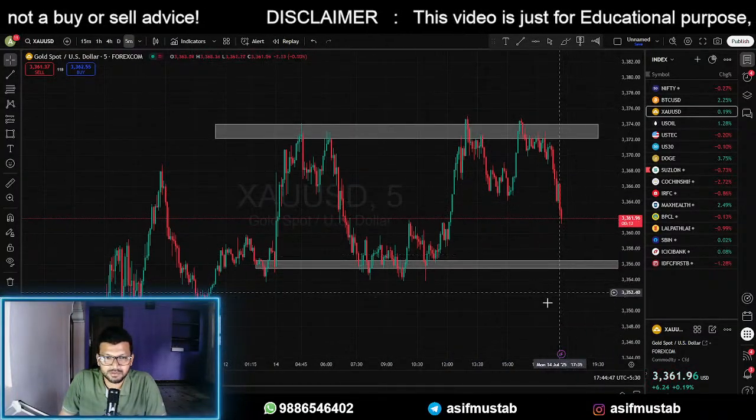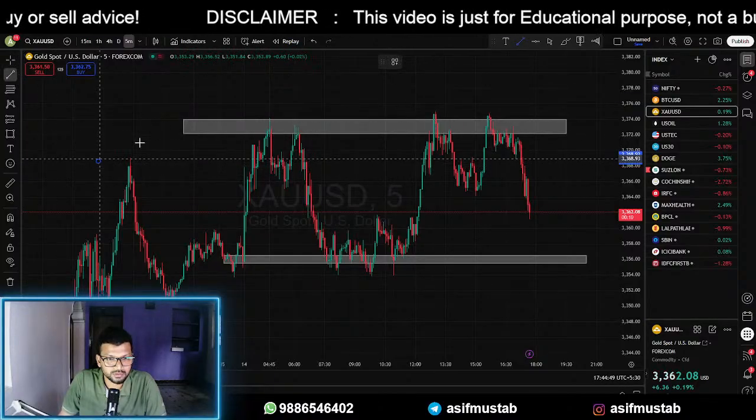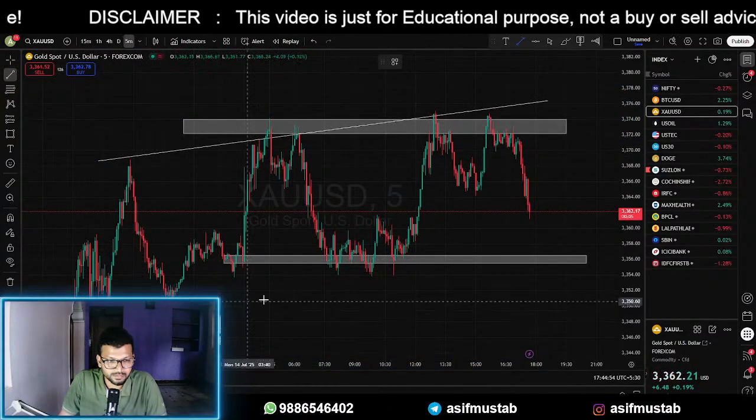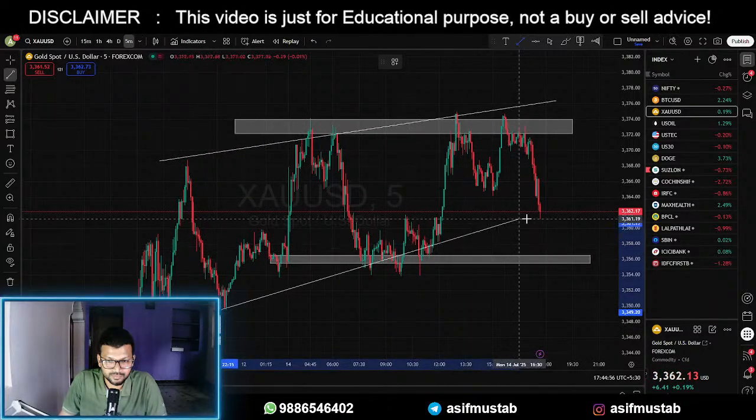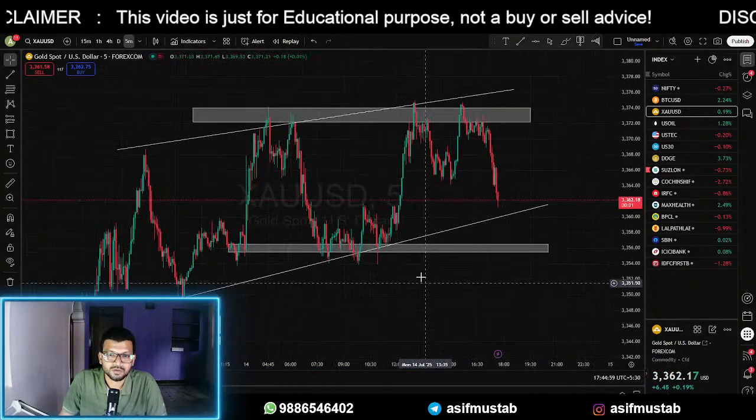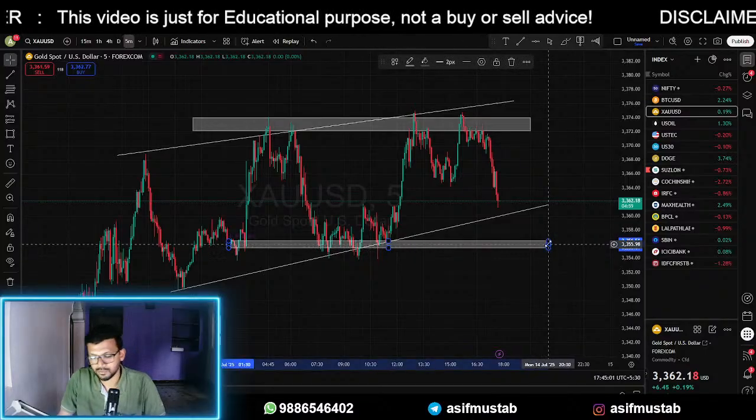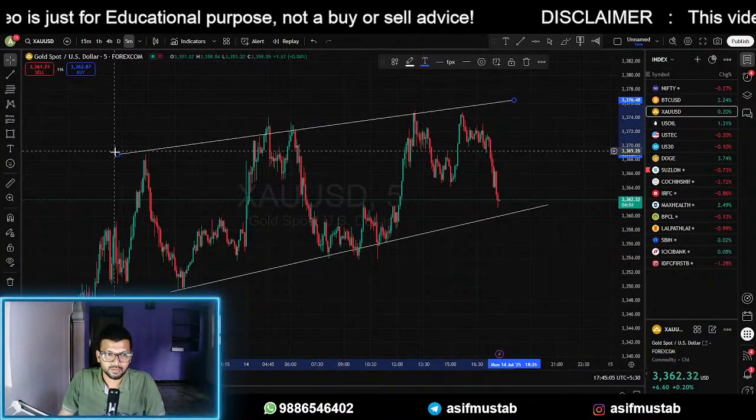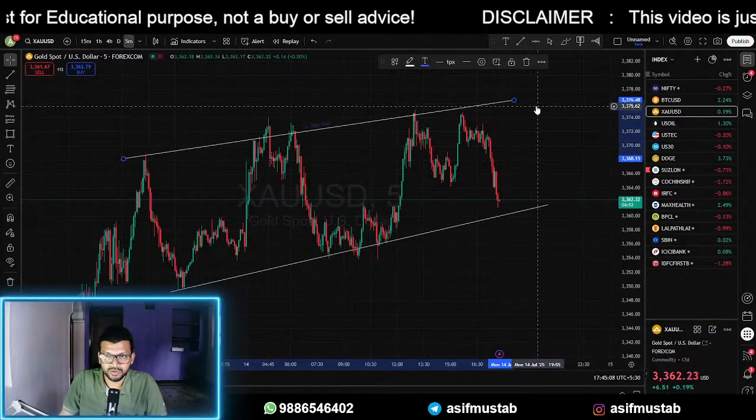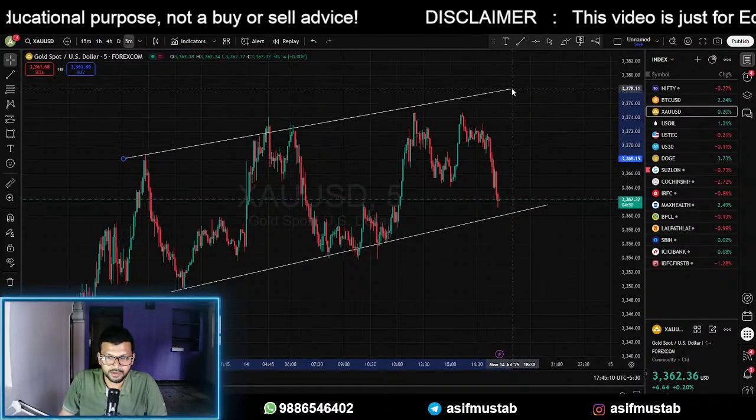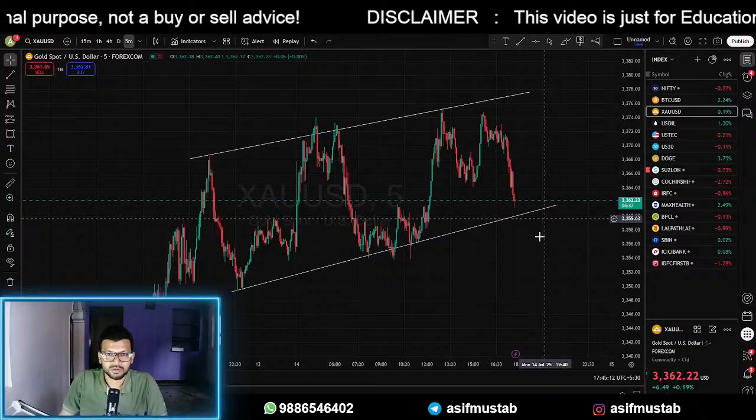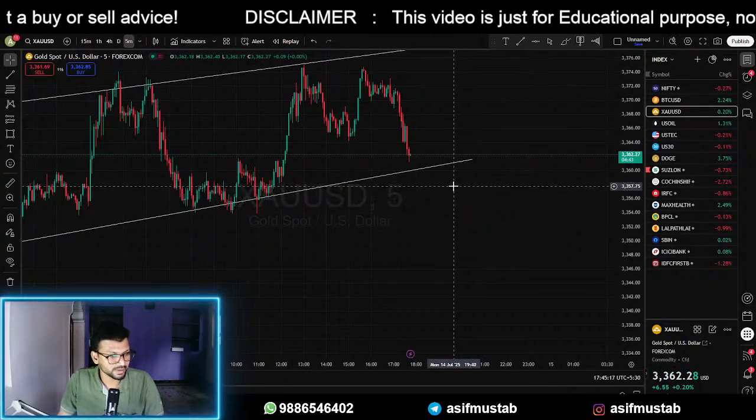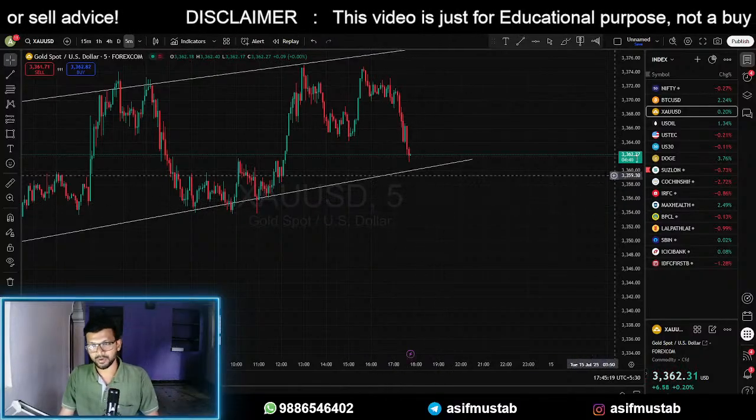Okay, in 5 minutes, if you see, there is a trend line over here and at this level. But now there is no proper entry to trade in gold, so we should wait. We would have captured this move, but we are a little late. It's better to wait for a proper setup.